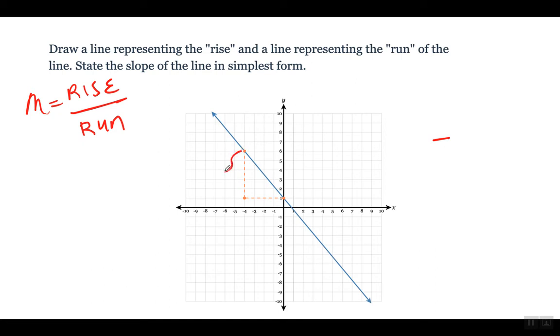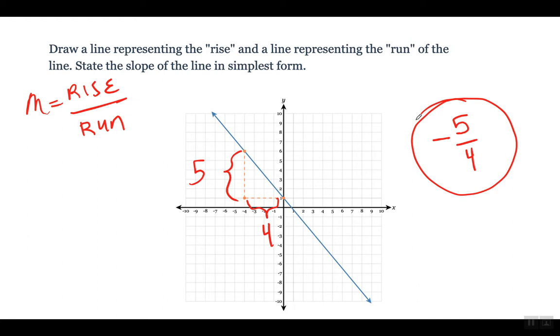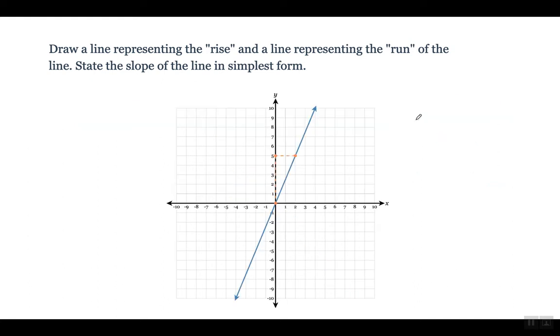The rise, using the 2 points that I chose, is going to be 5, and the run is going to be 4. So -5 over 4 would be my slope. All right, here the line is going up from left to right. So the slope is going to be positive.